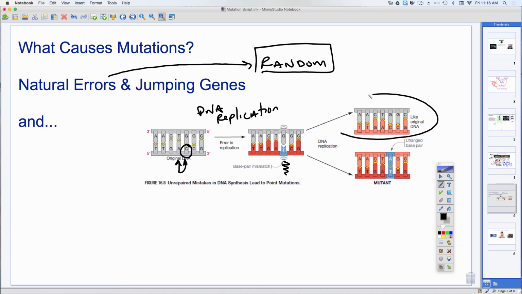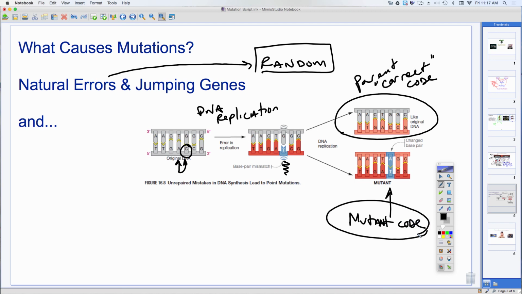The end result is that when the DNA replicates, one gets the parent correct code, the other gets the mutation, mutant code. Now that mutant code might hurt you if it's in a key codon, or it might not hurt you at all. There is just a natural mutation rate. Your DNA copies itself so many times over the course of a lifetime that it is inevitable that you will begin to accumulate mutations.